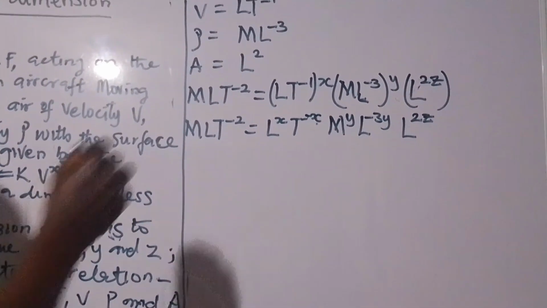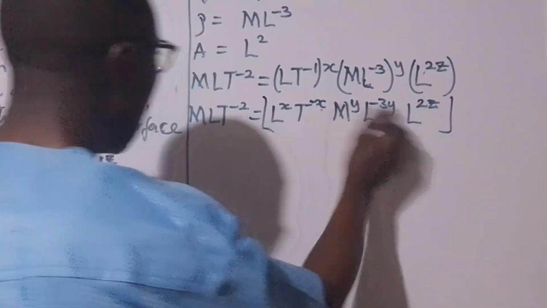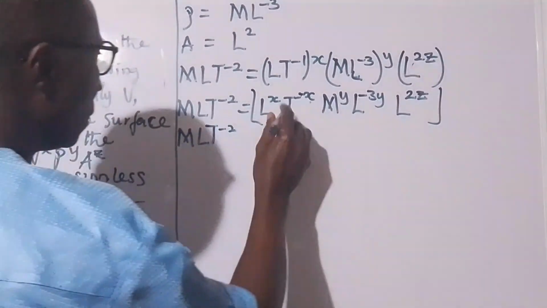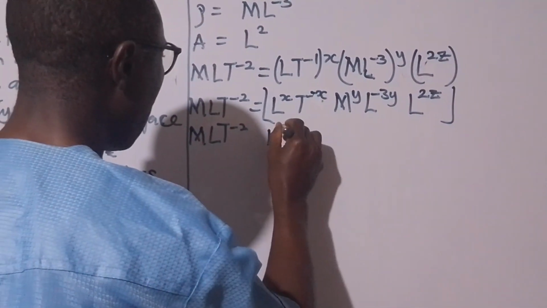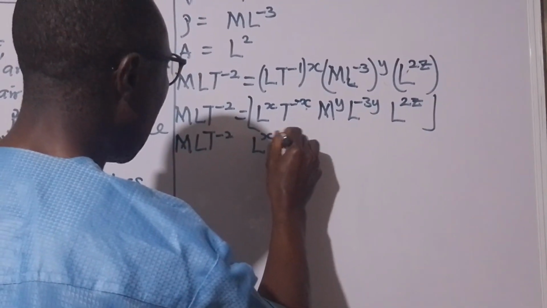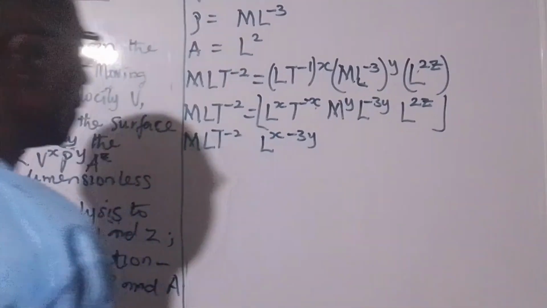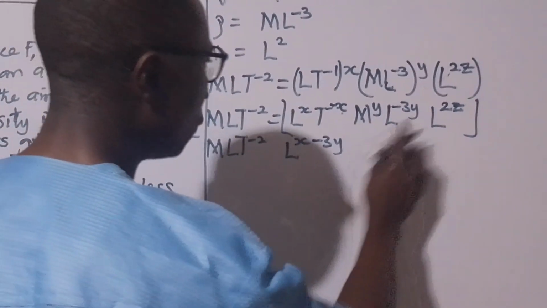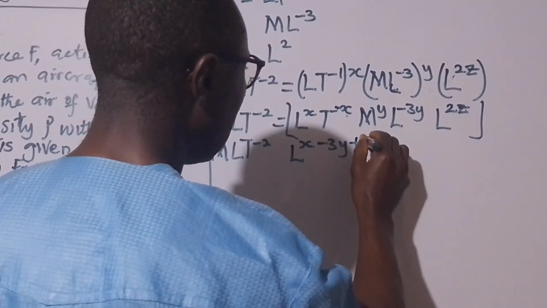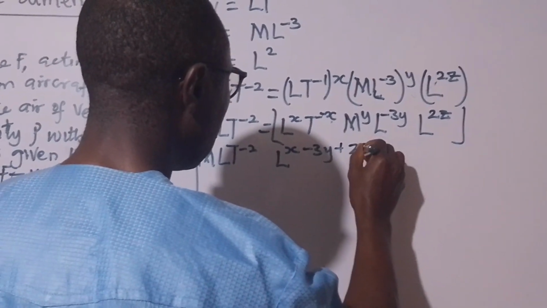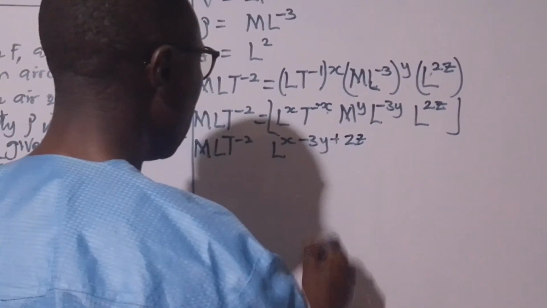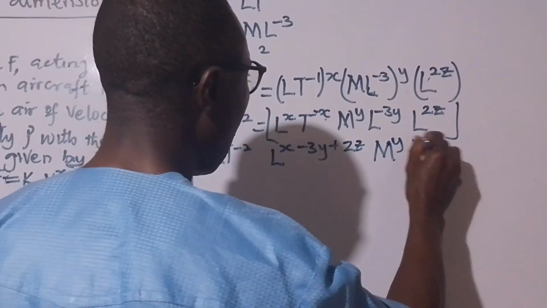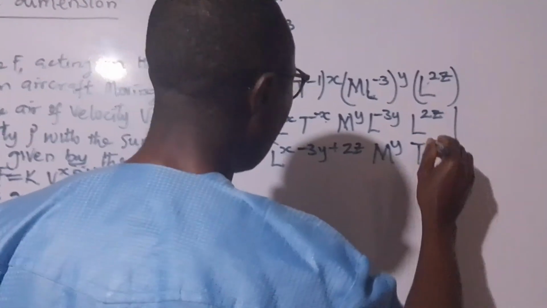So from this one now, here let's collect the like terms, that's L T raised to power minus 2, that's L raised to power s minus 3y, according to the law of indices, the same base, different power, then this one plus 2z, then it remains M raised to power y and T raised to power minus s.